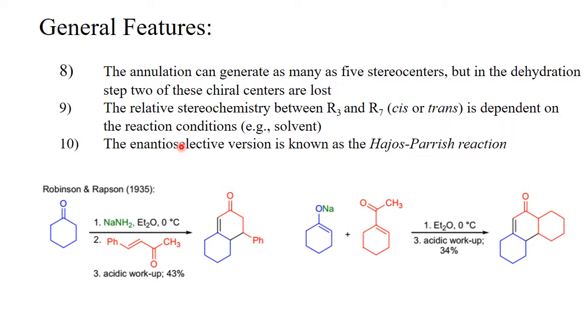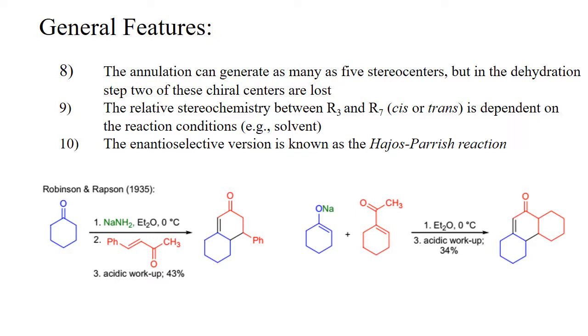The stereochemistry of the product is dependent on the reaction conditions. The enantioselective variant, this is a very important point, the enantioselective variant of Robinson annulation reaction is known as Hajos-Parrish reaction, because it was discovered by Hajos and Parrish. That's why the enantioselective variant is known as Hajos-Parrish reaction. Here is a general reaction which shows the Robinson annulation.